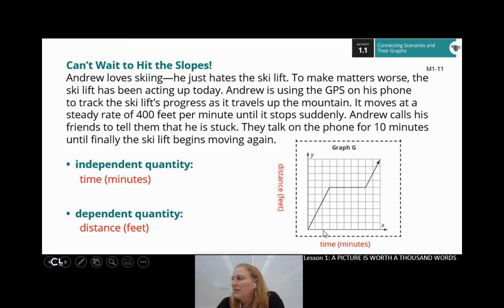And since my x-axis is in minutes, we're just going to count off the minutes. I am counting by twos: 2, 4, 6, 8, 10. Because if you recall that flat bit where we were stopped, that's 10 minutes, right? That's 10 minutes right there. My y-axis is our distance, and it says 400 feet per minute. So we're going to go 400, 800, and work our way up from there.